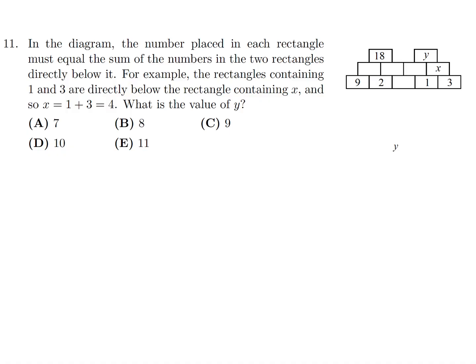All right, let's do it. So this will be 11, right? 9 plus 2. This guy is going to be 7, right? Because 7 plus 11 is 18. Let's keep going. This is a 5 because 5 plus 2 is 7. This is 6 since 5 plus 1 is 6. And 1 plus 3, well, that's 4. We already know that. And then 6 plus 4 is 10, so y is 10. And therefore, that would be D.